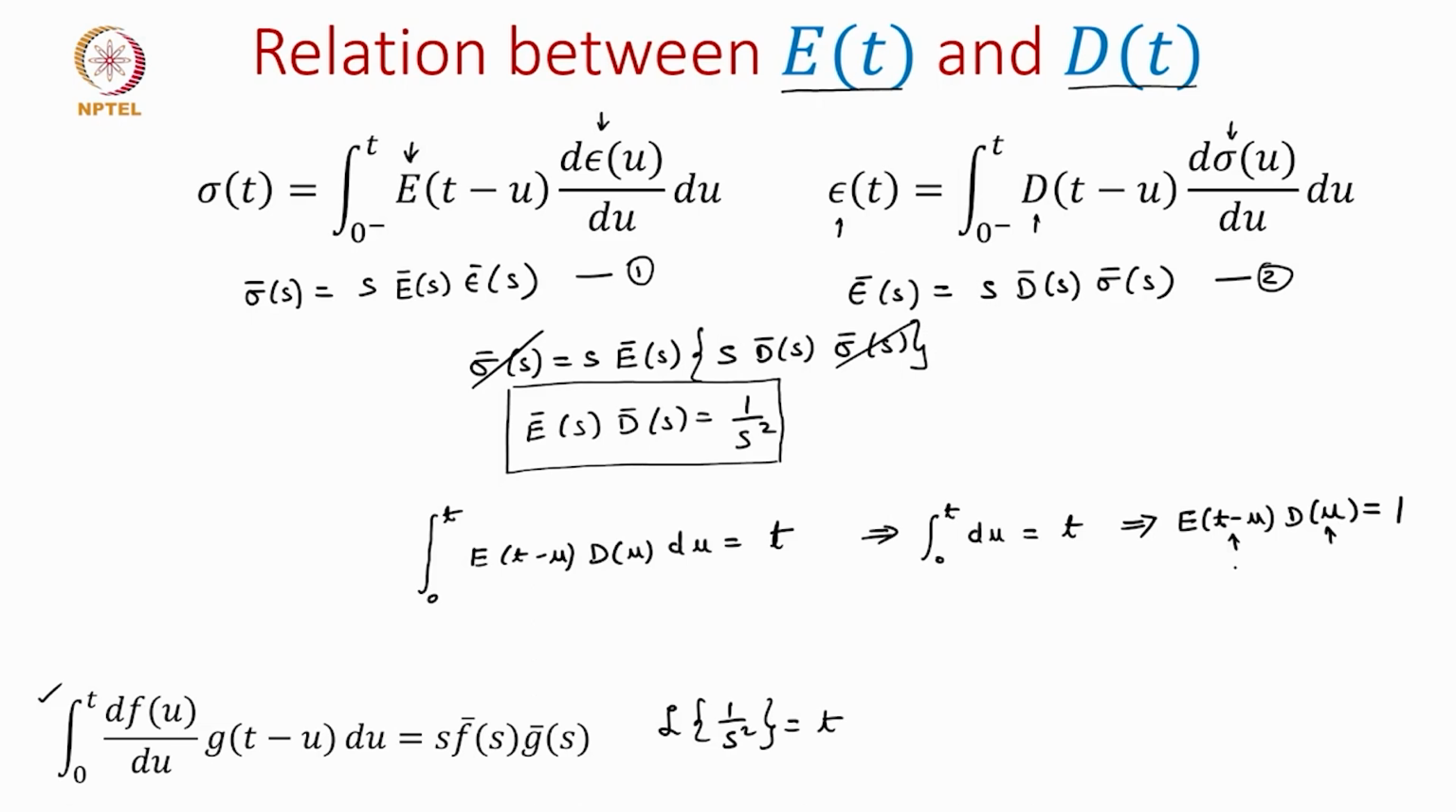So, what we can imply from this is that E of t times D of t will not be equal to 1. It is only 1 when there is a time shift in terms of t in one of the functions. This is an important result, because what it means is E of t is not the same as 1 by D of t.